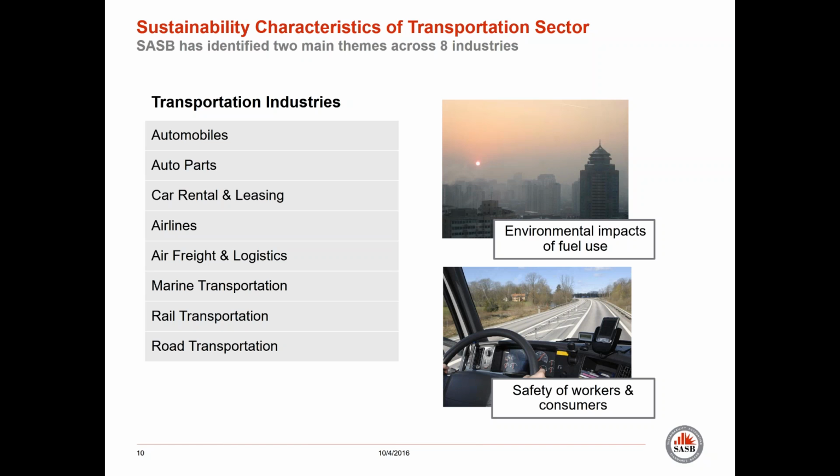And across all of these industries, while we have very specific industry issues, which I'll show you shortly, there are really 2 main themes that show up. Basically, it's about fuel use. What are the greenhouse gas emissions? What are the air pollutants that are coming out of fuel use for all of these transportation industries? And safety, thinking about road safety, airline safety, rail safety. And so these are the 2 main themes that keep showing up across the industries.